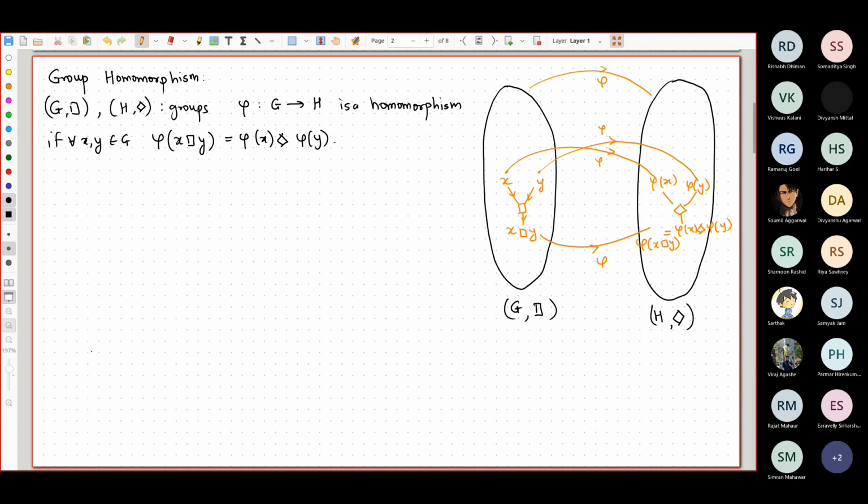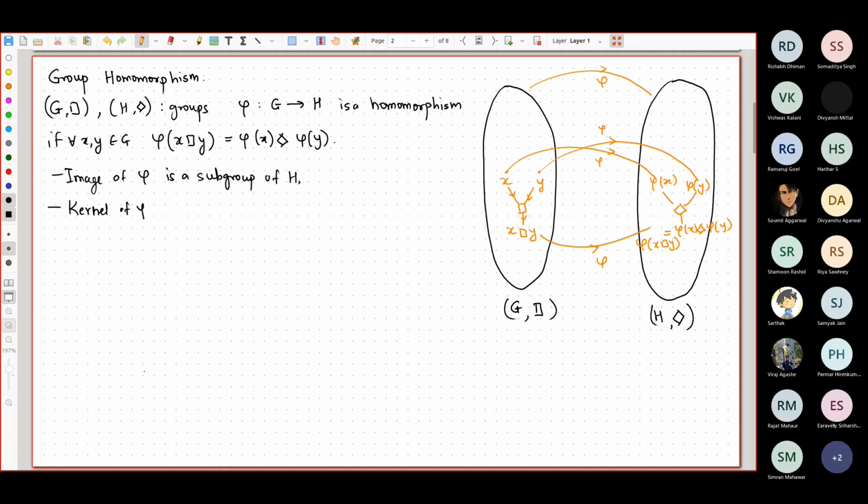And then what did we see in the last class? We saw that the image of phi is a subgroup of H. What else did we see? We saw the kernel of phi. What is the kernel of phi?